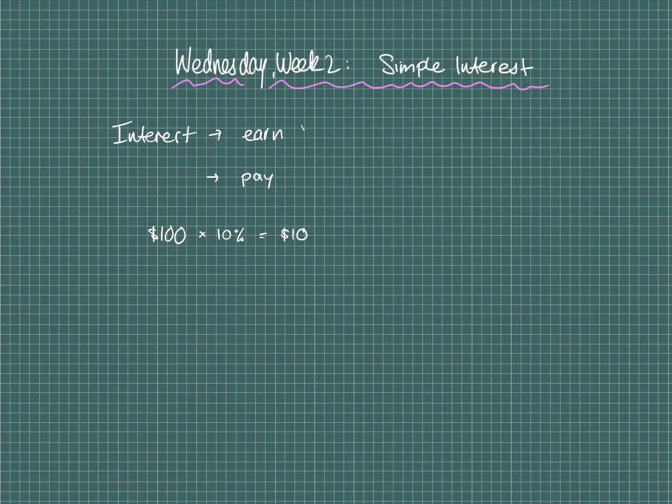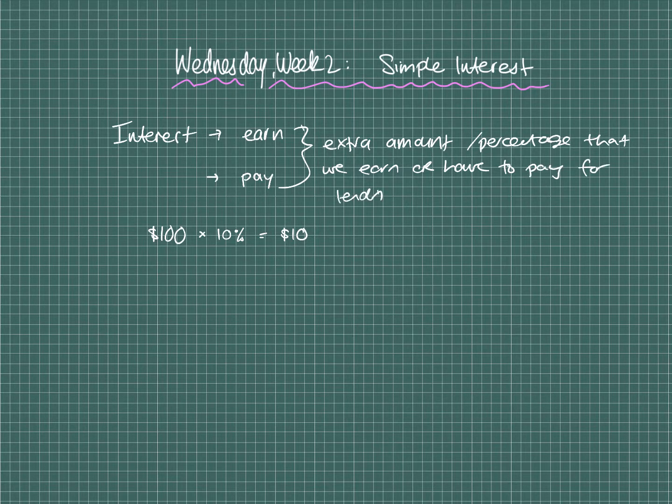Okay, so interest is basically an extra amount, or let's say a percentage, that we either earn or have to pay for either lending or borrowing money. So I'm going to say that one again. Interest is basically an extra amount of money or a percentage that we earn or have to pay for either lending or borrowing money.